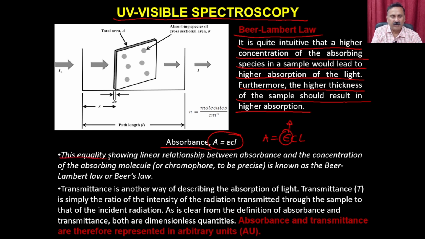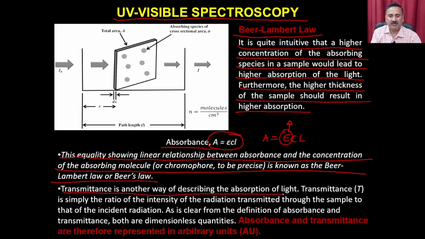So the equality showing the linear relationship between the absorbance and the concentration of the absorbing molecule is known as the Beer-Lambert law, or Beer's law. Transmittance is another way of describing the absorption of light. Transmittance is simply the ratio of the intensity of radiation transmitted through the sample to the incident radiation. It is clear from the definitions of absorbance and transmittance that both are dimensionless quantities. Both are represented in arbitrary units, or AU.